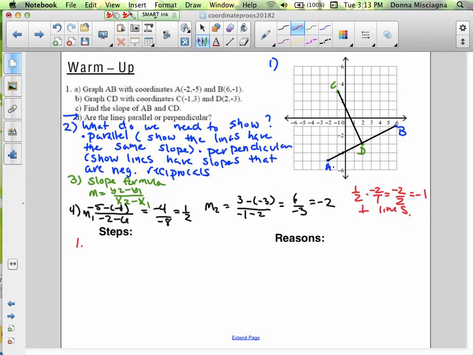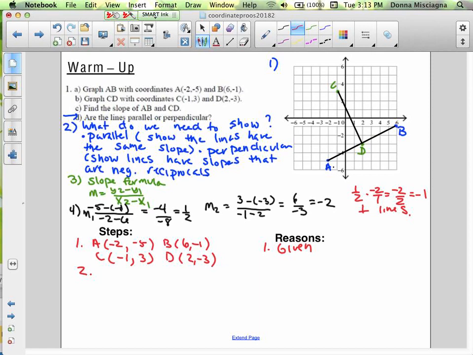Our first step, we always start with what we are given. Right? This is, by the way, a two-column proof. We are given that A is negative 2, negative 5. B is 6, negative 1. So we're going to start off with the information that we are told about the diagram. We're given that C is negative 1, 3. D is 2, negative 3. How do we know those points? How did we come up with them? They were given to us. They're right at the top of the page.